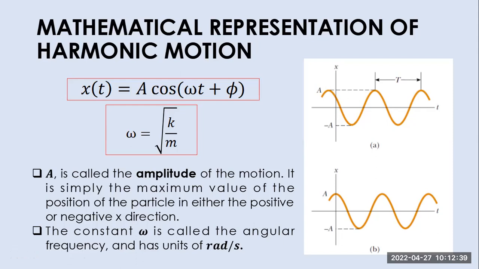Next, yung ating formula para sa ating angular frequency is equals to square root of k over m. So square root of stiffness value over the mass of the object. Okay, so yung A natin, again, is called the amplitude of the motion. It is simply the maximum value of the position of the particle in either the positive or negative x direction. And then yung ating omega is called angular frequency, and ang unit niya is rad per second.